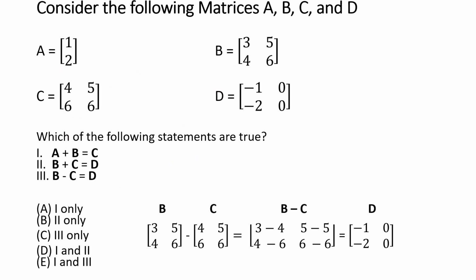Now, I'm looking at this here, and which statement is true? I'm looking at A plus B equals C. Well, I know that's not true because this is a 2 by 1, and this is a 2 by 2. I can't add different rows and columns together.